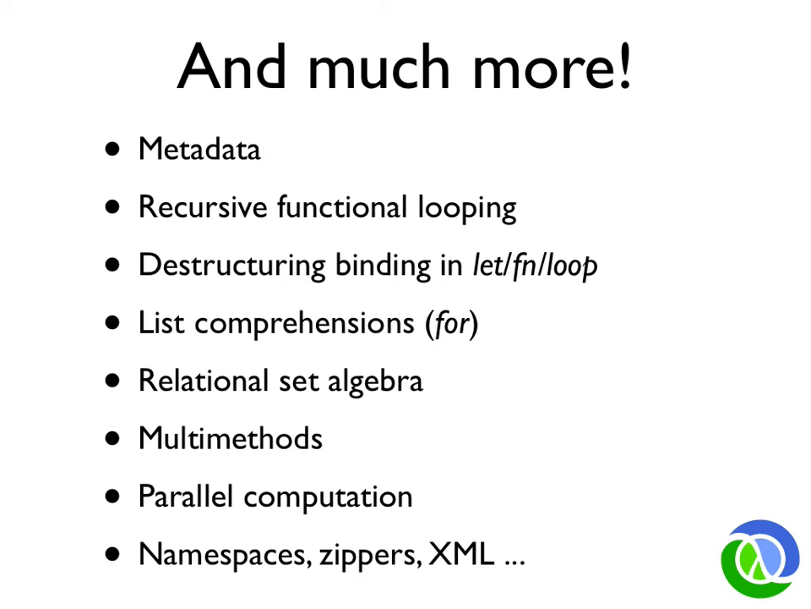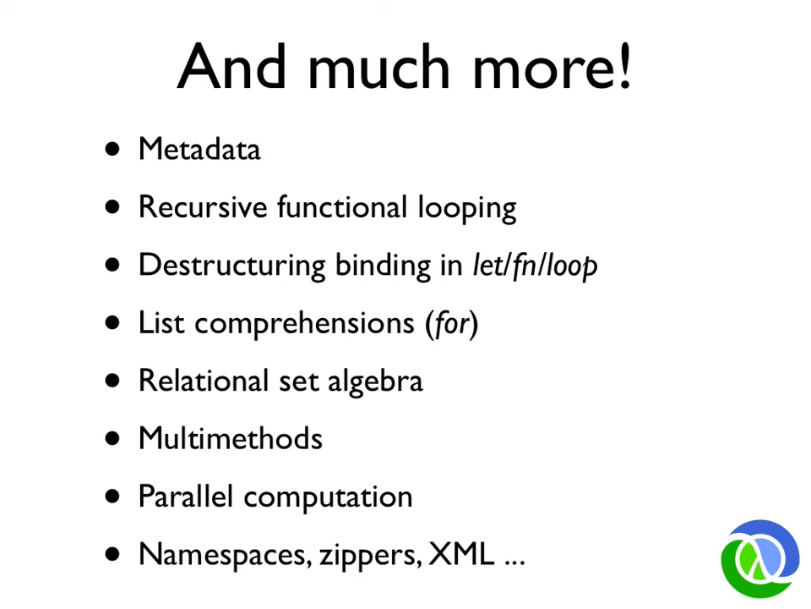There's a whole lot more to Clojure. I went pretty fast, and I have just scratched the surface. I haven't shown you all kinds of things. It has metadata. There are ways to write loops that are functional. It has destructuring, as somebody asked before. It has list comprehensions, which you might know from either Haskell or Python. There's a whole set of things for relational algebra, all functional, that allow you to do things like joins of these maps and sets of these maps.